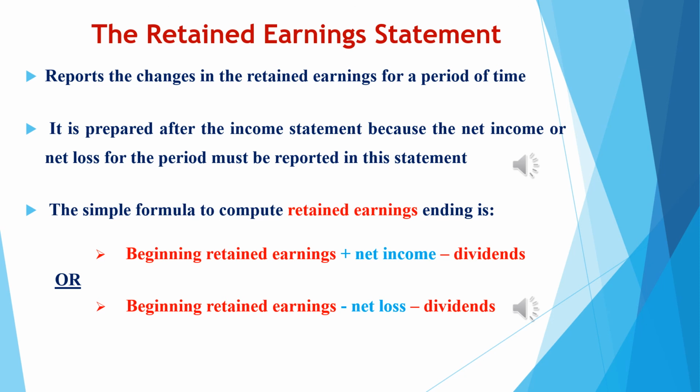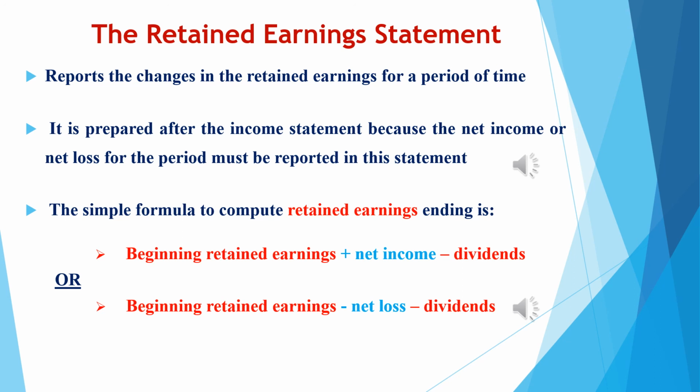Actually, for one period, we have retained earnings beginning and retained earnings ending. The retained earnings beginning is the retained earnings balance on the first day of this period, and the retained earnings ending is the retained earnings balance on the last day of this period. Let's give an example. If the period is the year 2019, the beginning retained earnings will be on January 1, 2019, and the ending retained earnings is on December 31, 2019.